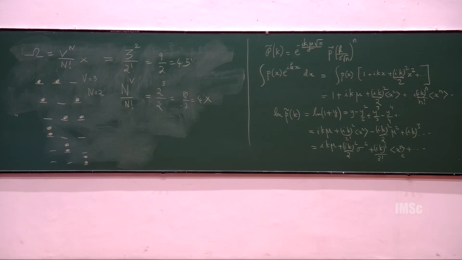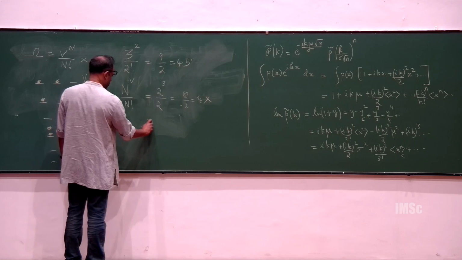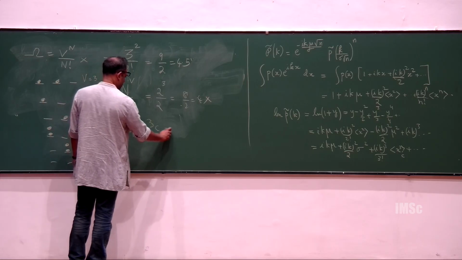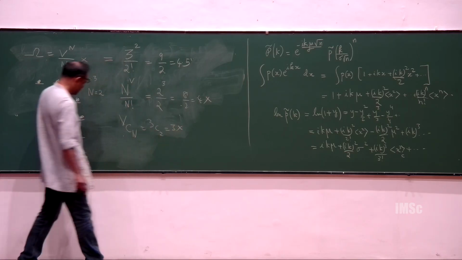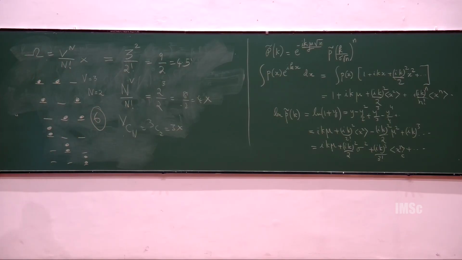There is a problem, no, that there are these 5 children standing and there are 10 apples to be given. How many ways can I give 10 apples to 5 children? VCN is definitely not going to work because VCN is 3C2, which is 3. We have to get 6. 6 is the right answer. Whatever formula you give, you have to give 6.